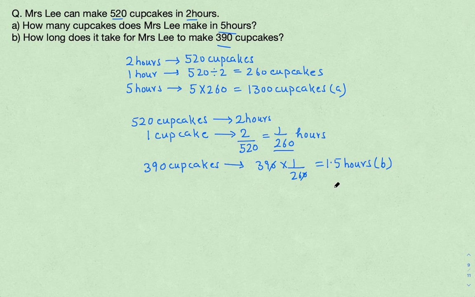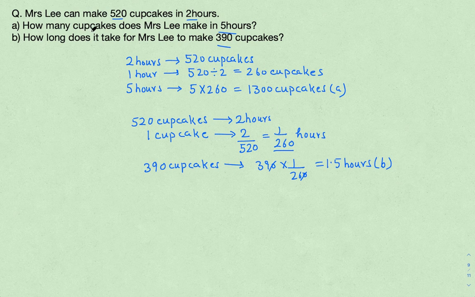It looks pretty straightforward, but maybe some of you might have noticed something here. For part A I have written it as 2 hours is equivalent to 520 cupcakes. However, for part B I have written the exact opposite: 520 cupcakes is done in 2 hours. So when to write what? A lot of my students ask this question: teacher, when should I write like this and when like that? The simple answer is, just read the question carefully.